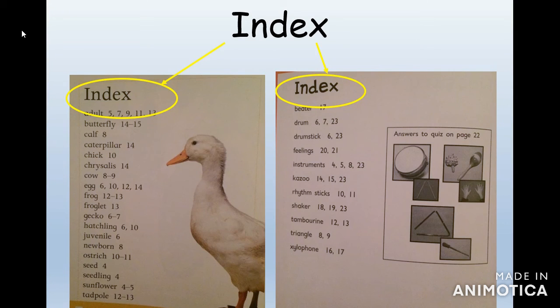And we've also got the index. So if I wanted to find out about eggs, I would have a look at the index, find the word egg, and I know that the word egg can be found on page 6, 10, 12, and 14.